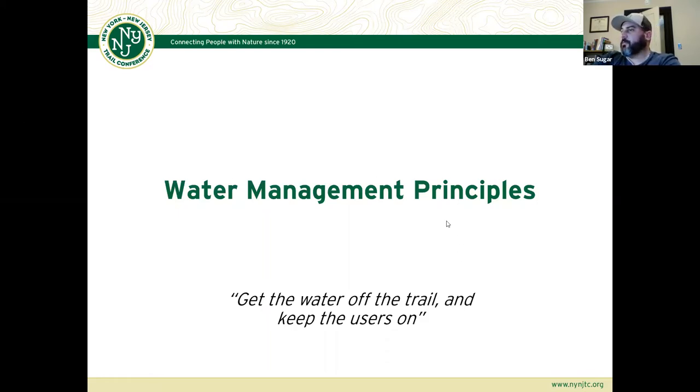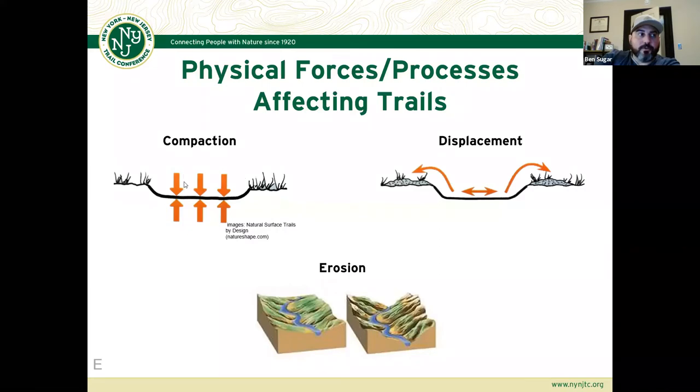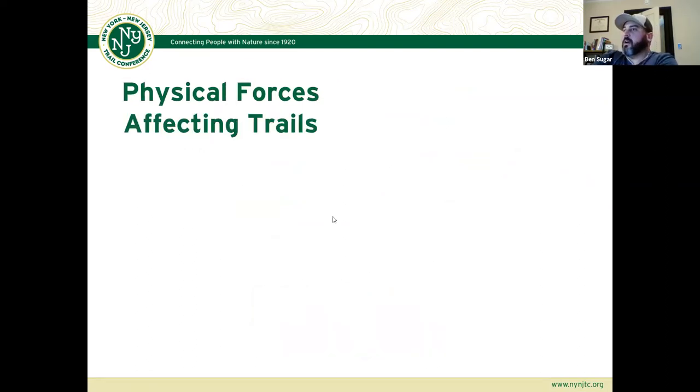So get the water off, keep the users on. There are three primary forces that we're dealing with: compaction from users' contact with the ground, whether it's boots, tires, or hooves; displacement of soil material in different directions; and then the carrying away of that material via erosion, whether it's by wind or water. In our case, normally water. Wind's only really a big deal on the West Coast or on mountain summits.